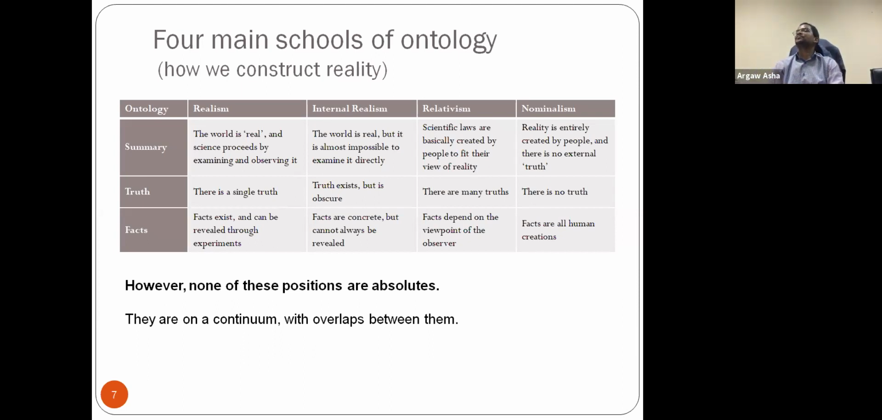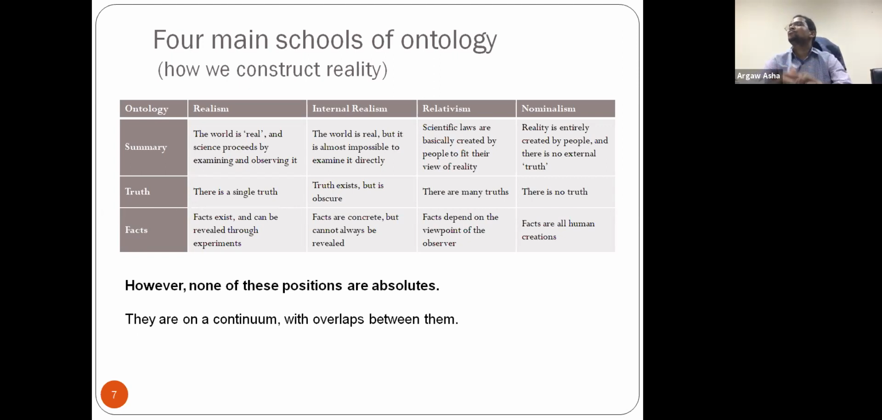When we come to relativisms, they are saying that there are many truths. And when we come to nominalisms, they say that there is no truth. When you pick a title for research, for proposals, your proposal is either in realisms or relativisms or nominalisms. So you can check, based on the facts, how your research works on the case.